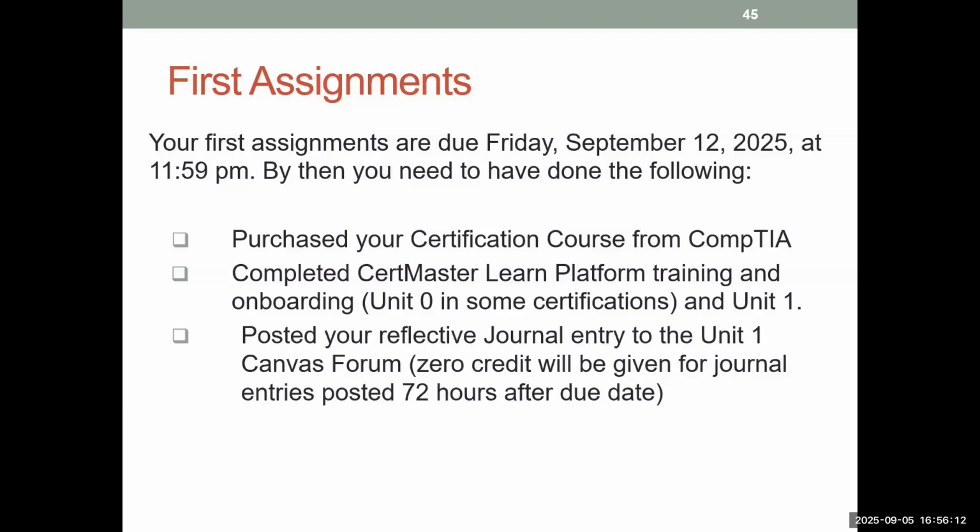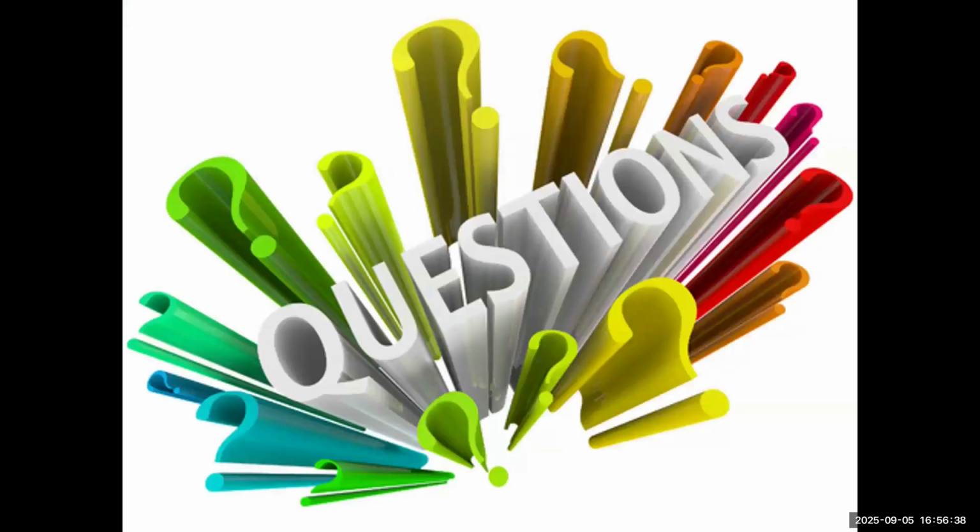All right, so again, you're going to purchase your course, you're going to do your onboarding, which is unit 0 or 1 or Get Started, and you're going to post your first reflective journal to the Canvas forum. Put it in your brain that journal entries are due Friday at midnight, but also know in the back of your mind that you have 72 hours to get it in for full credit. And that's it. So I will now stop sharing and see whether or not anybody has any other questions.